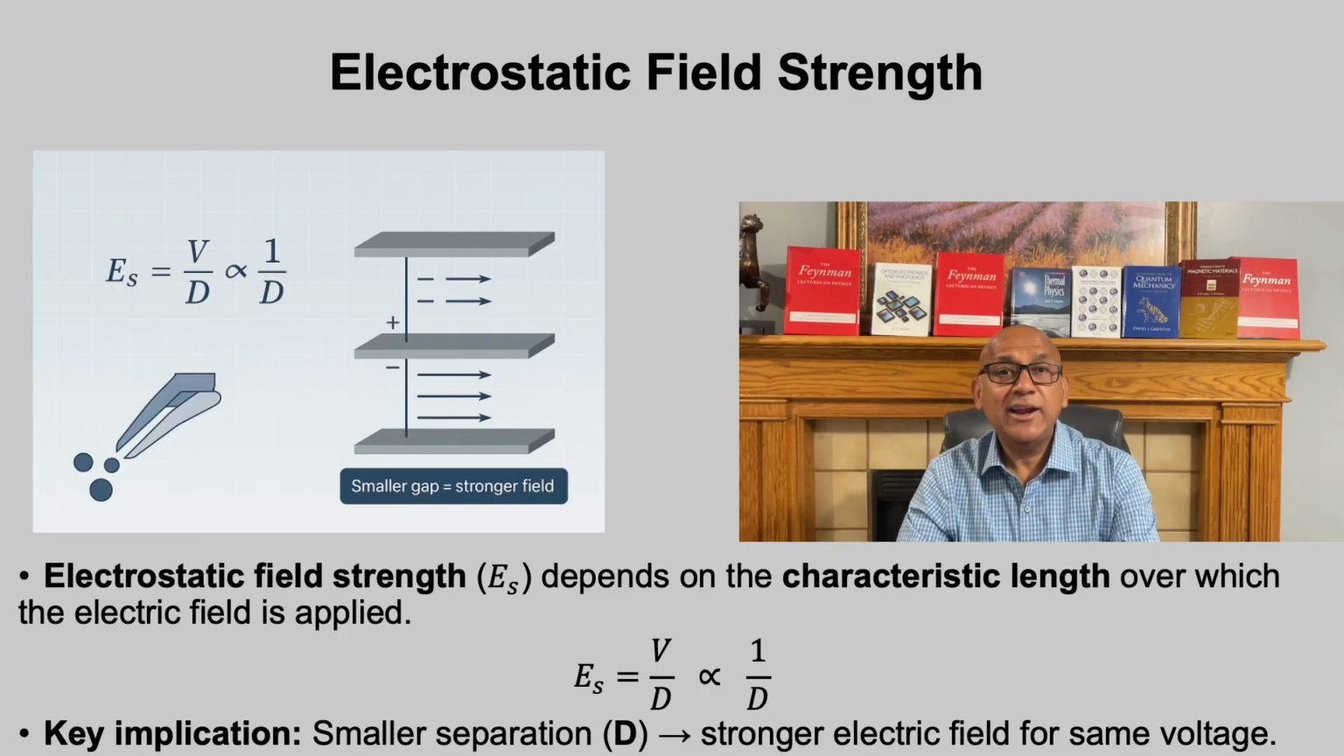Let us now look at the electrostatic field strength in more detail. The electric field strength, written as Es = V/d, depends on the characteristic length d over which the voltage is applied. The key point is that the electric field is inversely proportional to distance. If we shrink the separation d while keeping the same voltage, the field strength increases dramatically. This means that as devices get smaller and smaller, the same applied voltage produces much stronger fields at the nanoscale. That is why electrostatics dominates when we go down to tiny dimensions.